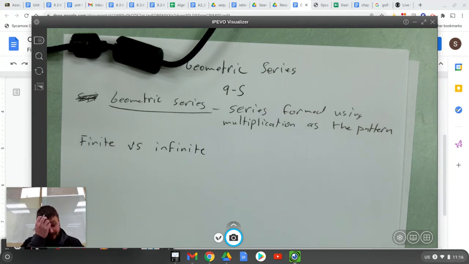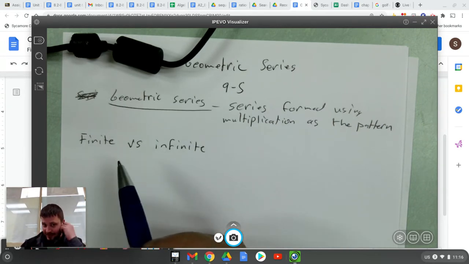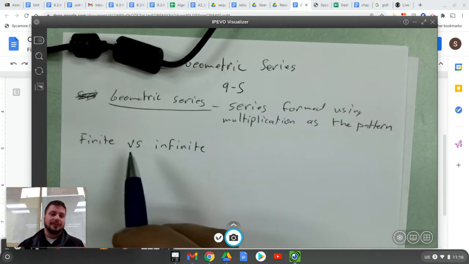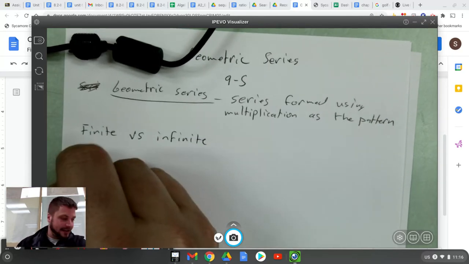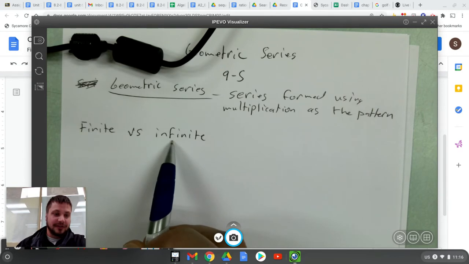Again, there's going to be finite and infinite geometric series. We'll talk about both, okay? Right now we're going to talk about finite. Finite means, of course, that it stops. Infinite means that it goes on forever, okay?